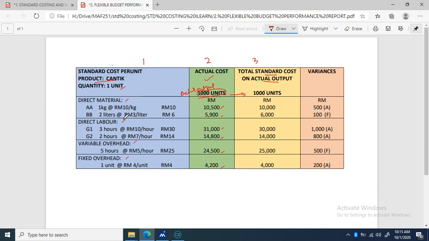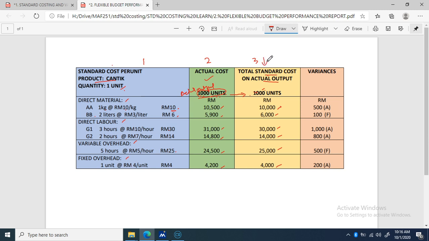If we refer to double A, 1 kg is 10 ringgit, so you need 10 ringgit per unit. If you produce 1,000, 10 ringgit times 1,000, you get 10,000 ringgit. Same goes to B. B is 6 ringgit per unit, times 1,000 gets 6,000. Same goes to labor: 30 ringgit times 1,000 is 30,000. Grade 2 labor 14,000. Variable overhead 25 per unit times 1,000 is 25,000. Same goes to fixed overhead, 4,000. So this is based on actual output.